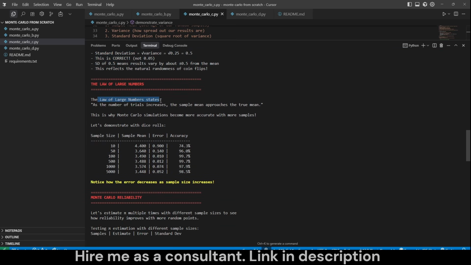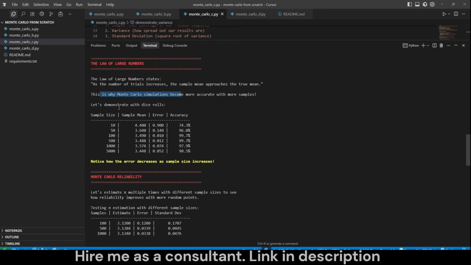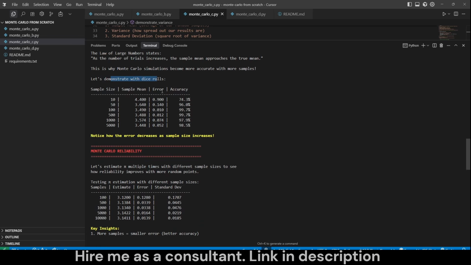The law of large numbers states that as the number of trials increases, the sample mean approaches the true mean. The mean means average. This is why Monte Carlo simulations become more accurate with more samples. Let's demonstrate this with dice rolls.